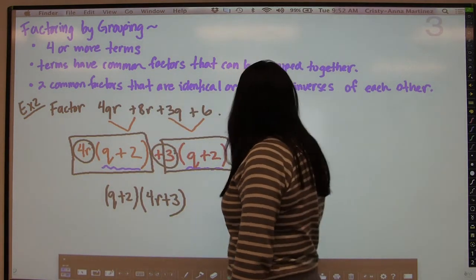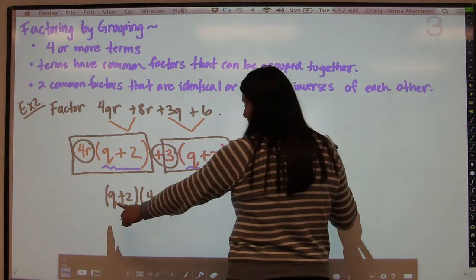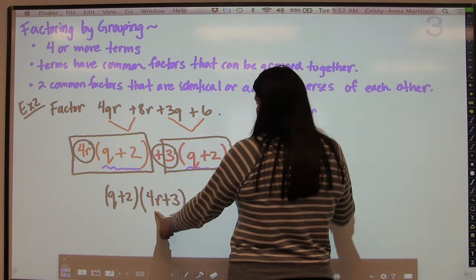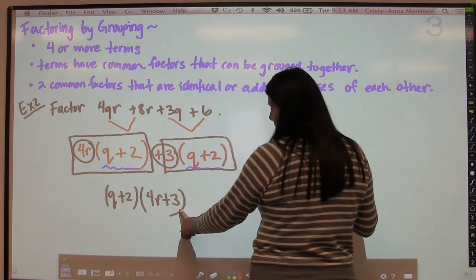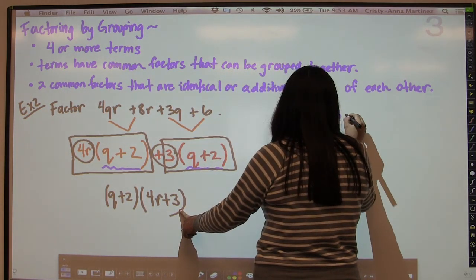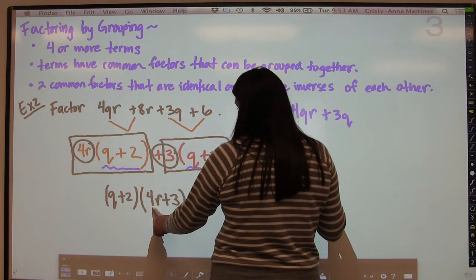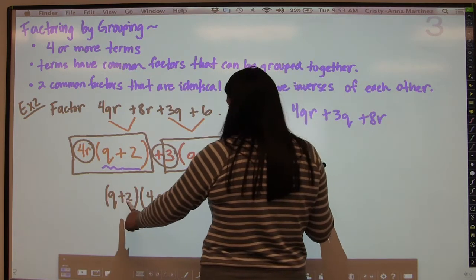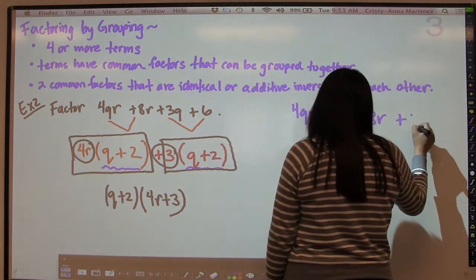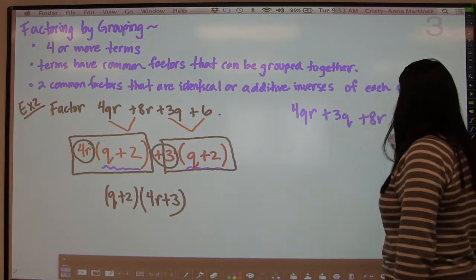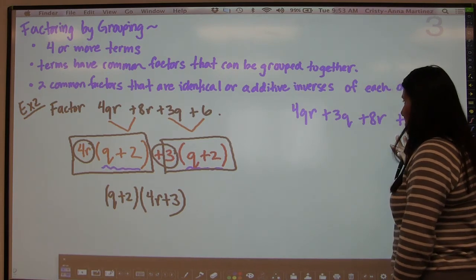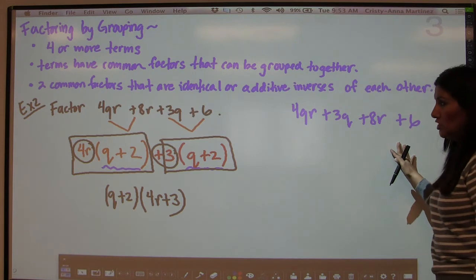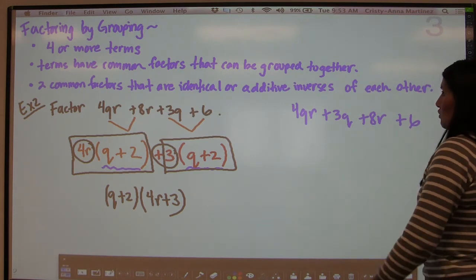And when you foil, your first times first, you're going to get q times 4r is 4qr. And then your outside times outside is plus 3q. Your inside times inside is 2 times 4r, so plus 8r. And your last times last is 2 times 3, so plus 6. And you'll notice that these are the exact same terms that you had in the original expression. They might be out of order, but they are the exact same terms, and therefore you can be sure that you did it correctly. So that's how you factor by grouping.